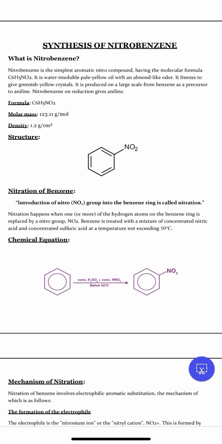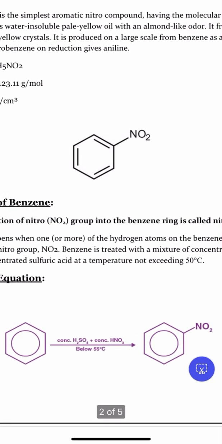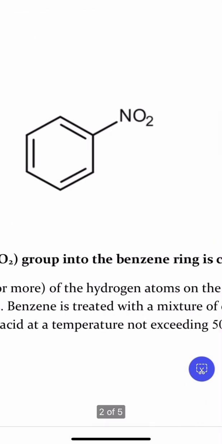It has the molecular formula C6H5NO2. It is a water-insoluble pale yellow oil. It has an almond-like odor and it freezes to give greenish yellow crystals. And on reduction, nitrobenzene gets converted into aniline. During the reduction process, the O of the nitro group gets replaced by hydrogen atoms.